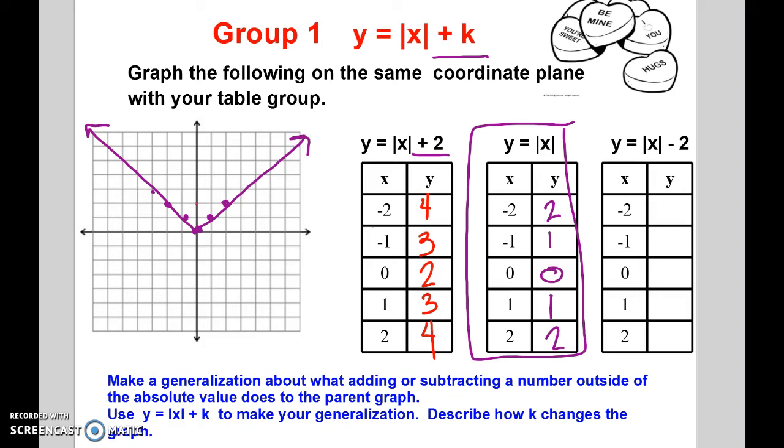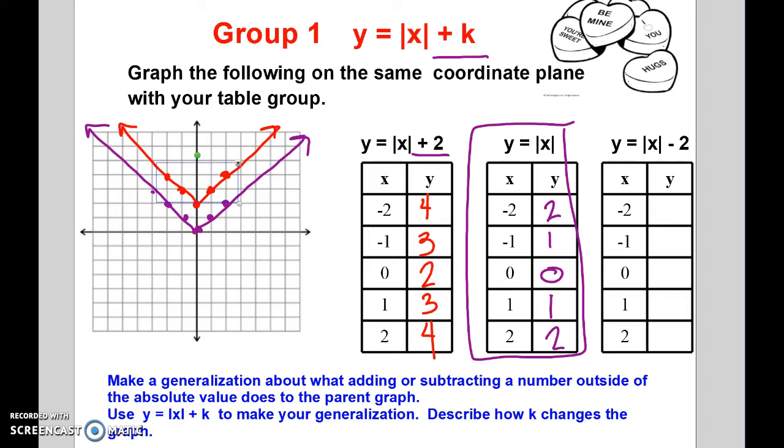So I'm going to graph this. So 0, up 2, negative 1, 3, positive 1, 3, negative 2, 4, positive 2, 4. So there's my absolute value graph for that equation.